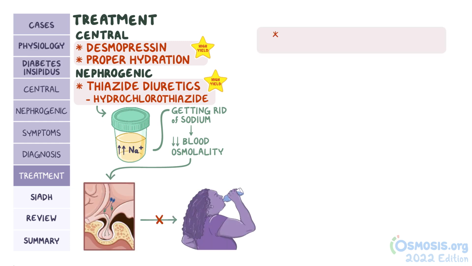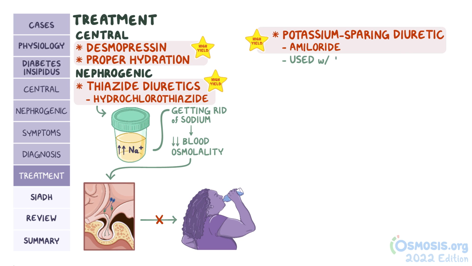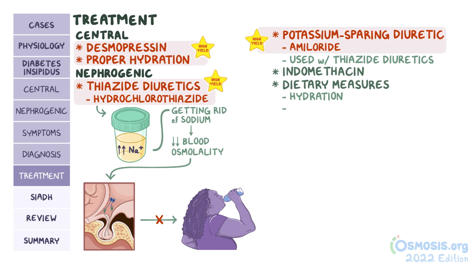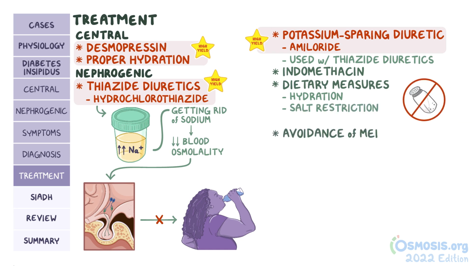Other options include a potassium-sparing diuretic like amiloride, and this can be used together with thiazide diuretics. Besides diuretics, other options include indomethacin and dietary measures like hydration, dietary salt restriction, and avoidance of medications that can harm the kidneys, like aminoglycosides, for example.